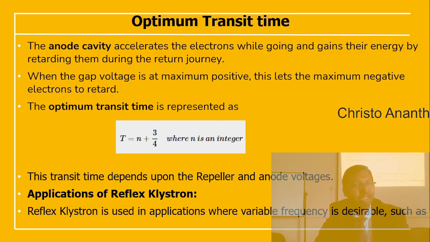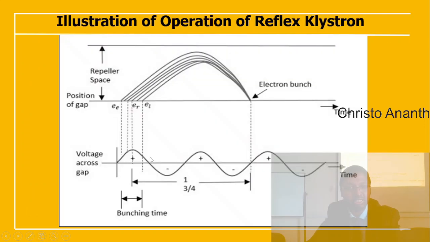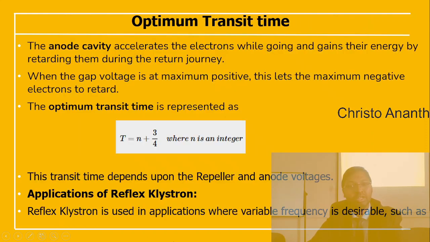The anode cavity will accelerate the electron while going, and it will gain its energy by returning them during the return journey. When the gap voltage is at its maximum positive, this lets the maximum negative electrons retard. So the optimum transit time is T equal to N, an integer, plus 3 by 4. Here, if you can see, 1 plus 3 by 4. This transit time depends on the repeller voltage as well as the anode voltage.